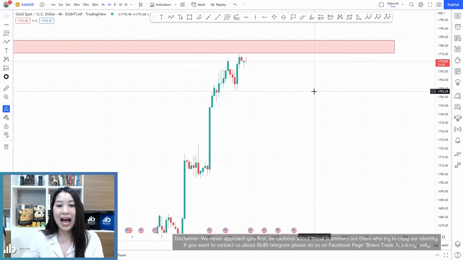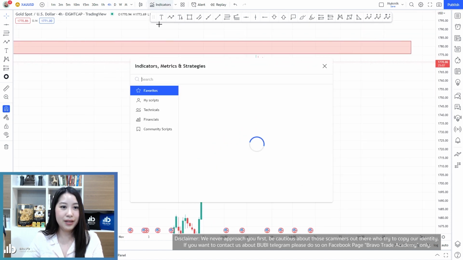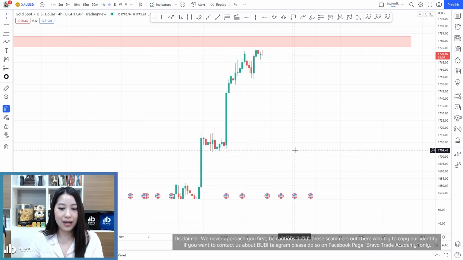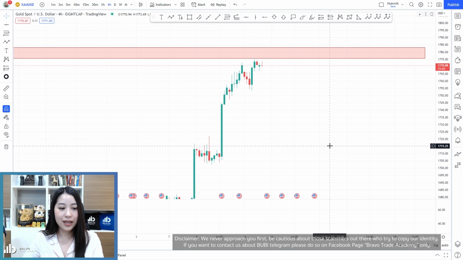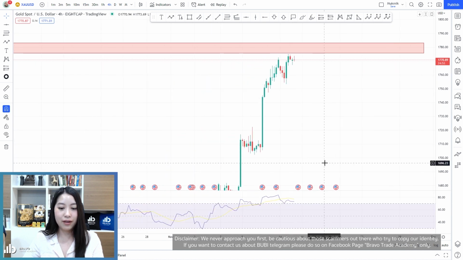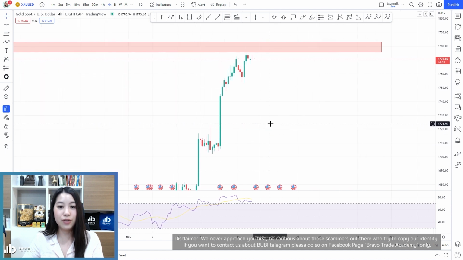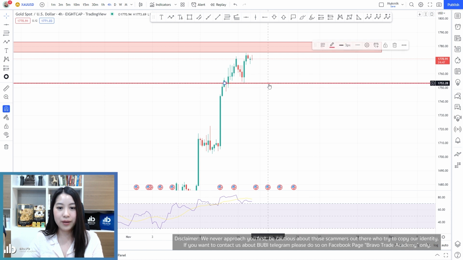Okay, so our plan today, let me put my indicator up. So I need the RSI to check the momentum first. So the momentum is still quite strong for buying. So the first plan, let me check this swing.